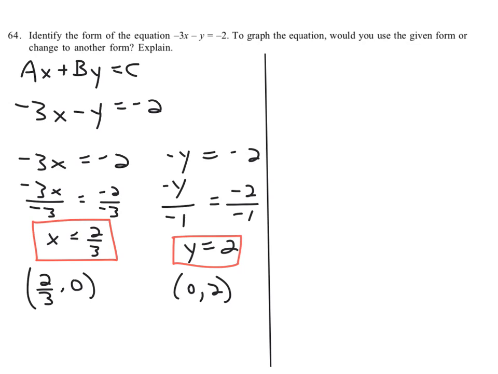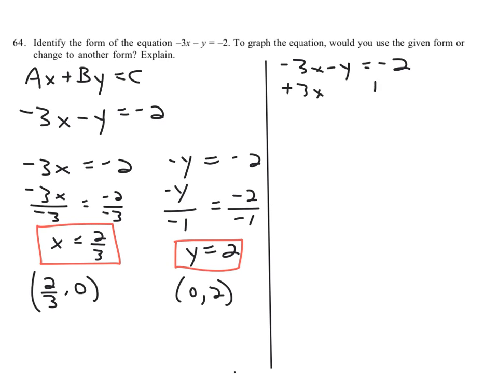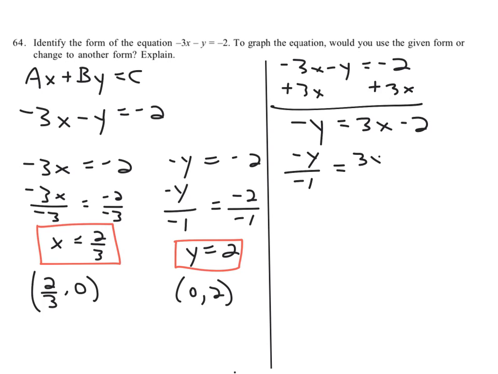But what I would do personally is I would take negative 3x minus y equals negative 2, and I would say plus 3x to both sides, and get negative y equals 3x minus 2, and then divide everything by negative 1, the coefficient of y, to put it into slope-intercept form, which would be y equals negative 3x plus 2.